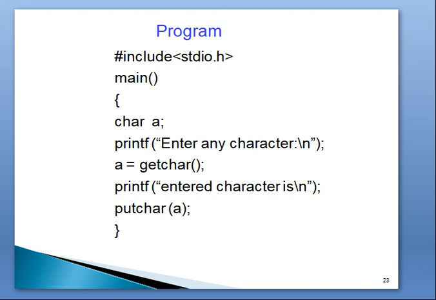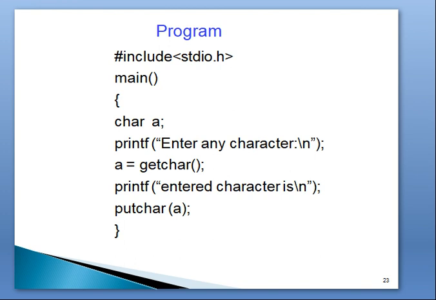Next, printf, enter any character, within the double quotes, that is the control string, semicolon. a is equal to getchar function. The printf function prints on the screen, enter any character. The user immediately responds, it is asking enter any character. Then the user will enter a character that is stored in the character variable a.